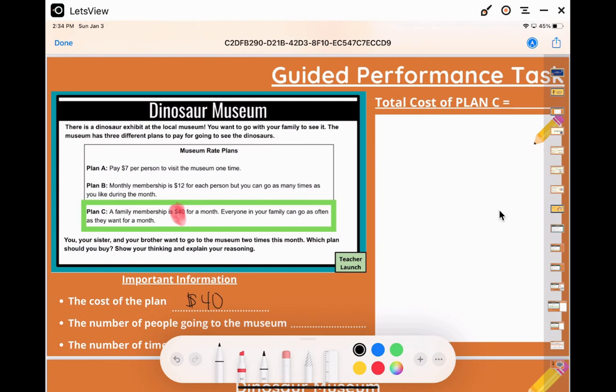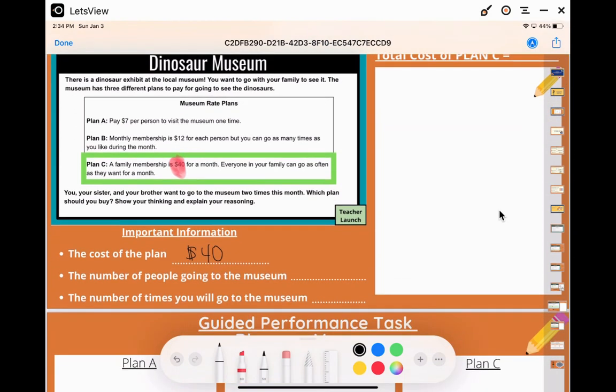The number of people going to the museum doesn't matter, because what did the problem tell us? The problem says that everyone in your family can go. And so we don't even have to worry about this number right here. And it also says that not only can everyone go, but they can go as many times as they want. So we also don't have to worry about any math right here. For that $40, everybody can go as many times as they want.